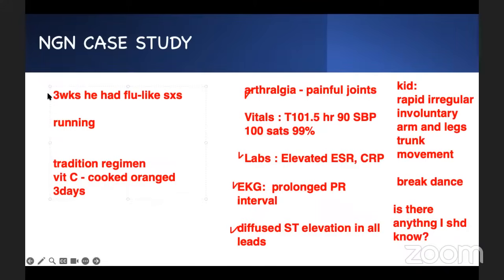So 3 weeks ago, that's what happened. He had a runny nose, so I gave him vitamin C. We cooked some orange, and then we let him drink it. That's what we do. Everybody does that, and they're back to life. And the kid was fine. And the doctor said, voila, why don't you tell me from the beginning? So the doctor went back and started examining the kid.